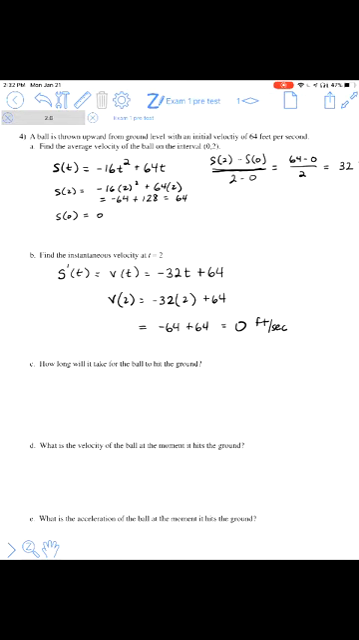Now, how long will it take for the ball to hit the ground? For the ball to hit the ground, we're talking about a position. We're not talking about how fast is it going to be traveling or the acceleration. We're talking about how long is it going to take for the ball to hit the ground. That's a position, and the position of the ball when it hits the ground is 0. So we're trying to solve the equation s of t equals 0.